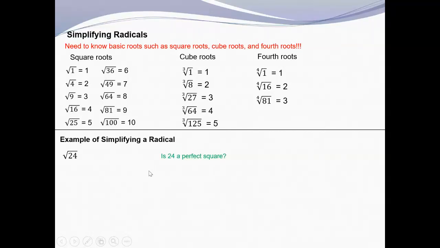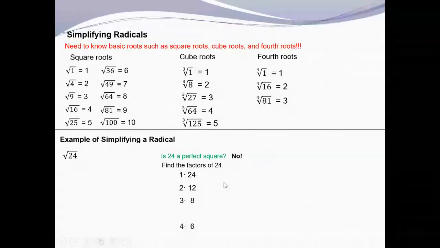So you have to find the factors of 24, right? It's not a perfect square, so we need to find the factors of 24. You have to find all the factors, right? Then from the list of factors, which one is the highest perfect square?